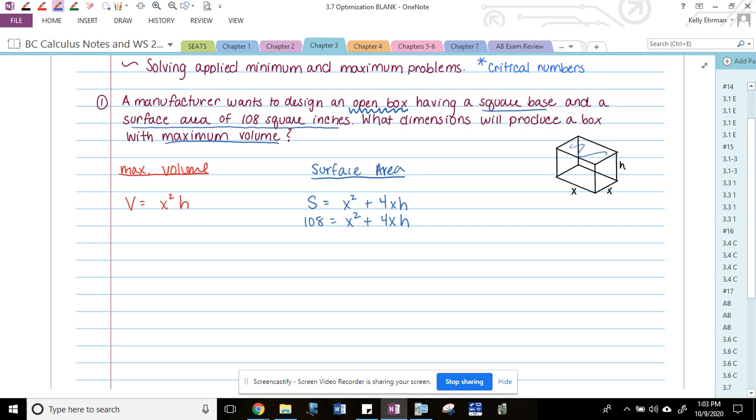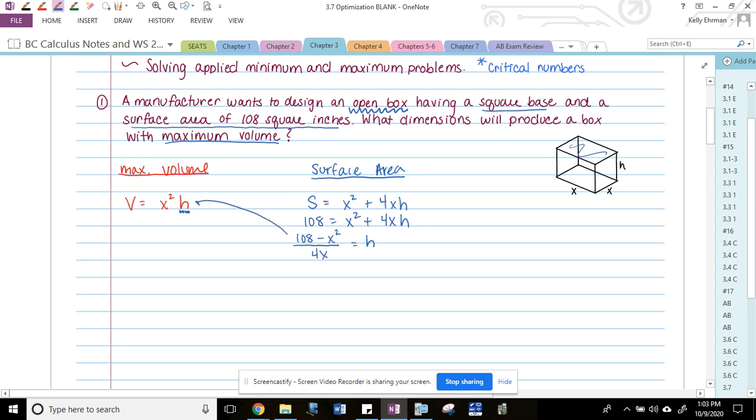All right, and we want to know what dimensions will produce a box with maximum volume. So it would be easier in the surface area equation to isolate the h, so I don't have any factoring or craziness going on. So I'm going to solve this for h and then replace the h in the volume equation so that the volume equation will now all be in terms of x. All right, so isolate the h. So that would be 108 minus x squared, and you're going to divide all of that by 4x. That's what h would equal in the surface area equation.